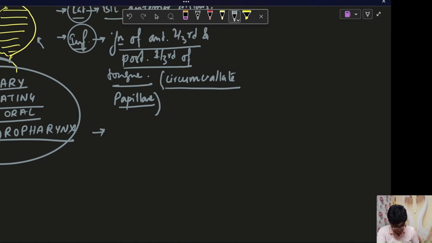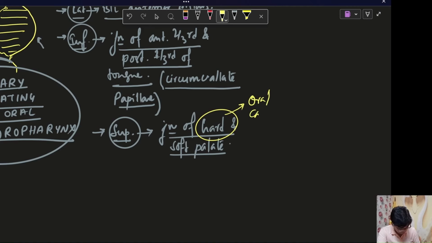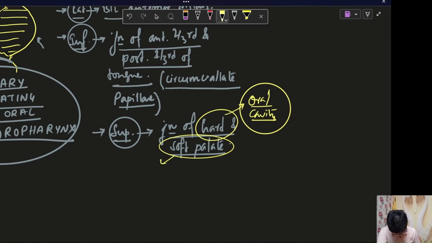And superiorly, it is the junction of hard and soft palate. Okay, so you should be very much clear about the fact that this hard palate is a part of oral cavity, or rather, it is a subsite of oral cavity, whereas soft palate is a subsite of the oropharynx.